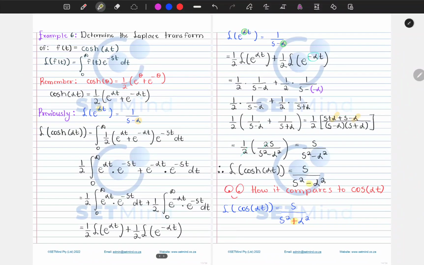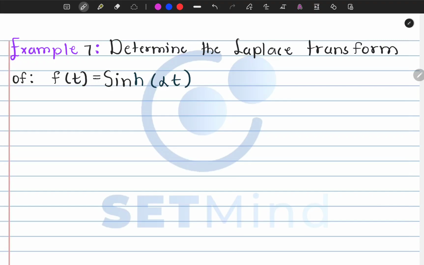So let's jump to example number 7. Okay, so here's example number 7. We are required to determine the Laplace transform. And what is very important, which I need you to remember here, as we did with hyperbolic cosine, is that hyperbolic sine of theta is the same as 1 over 2. So very important, there's no i's for hyperbolic sine and cos. It will be e theta minus e negative theta, like that.